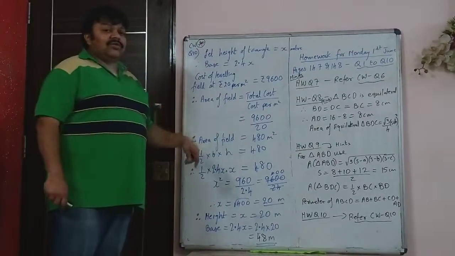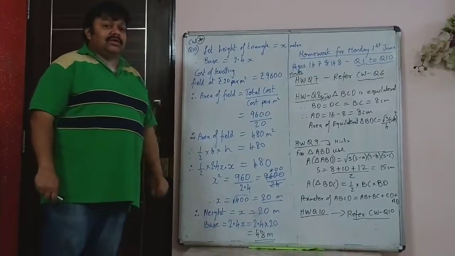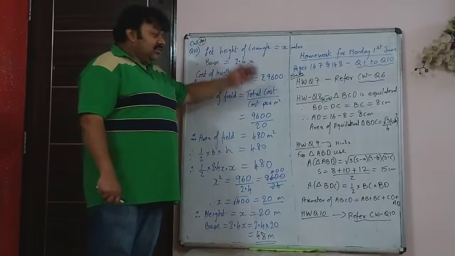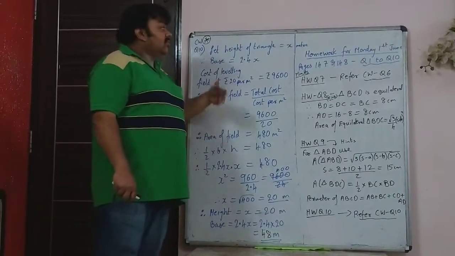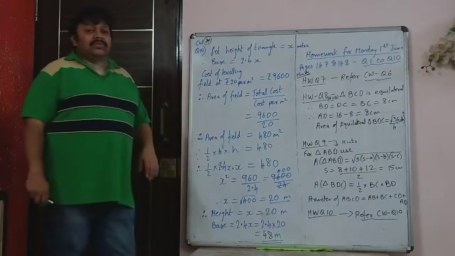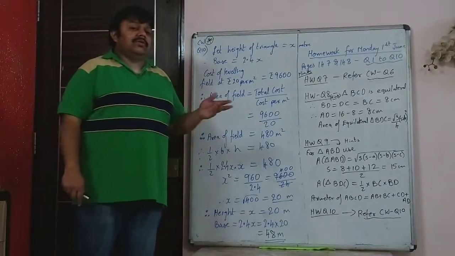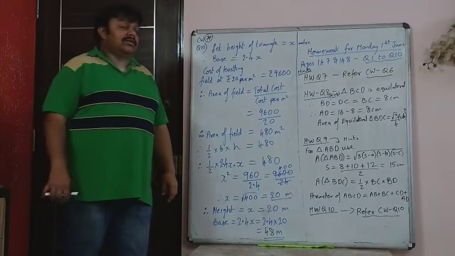So that finishes the first part, that is triangles in perimeter and area. Next time, once we discuss a few of these sums, we will do the classwork sums of the second part of the chapter, that is for quadrilaterals. We will see the formula for quadrilaterals.